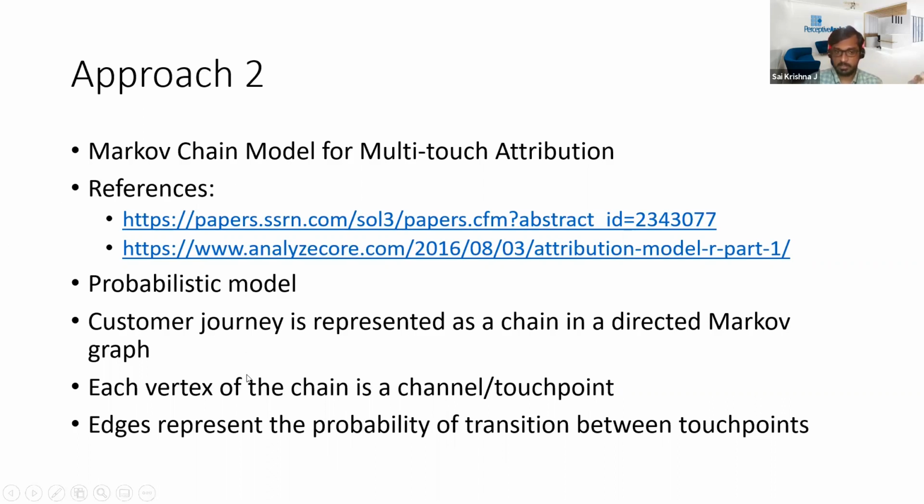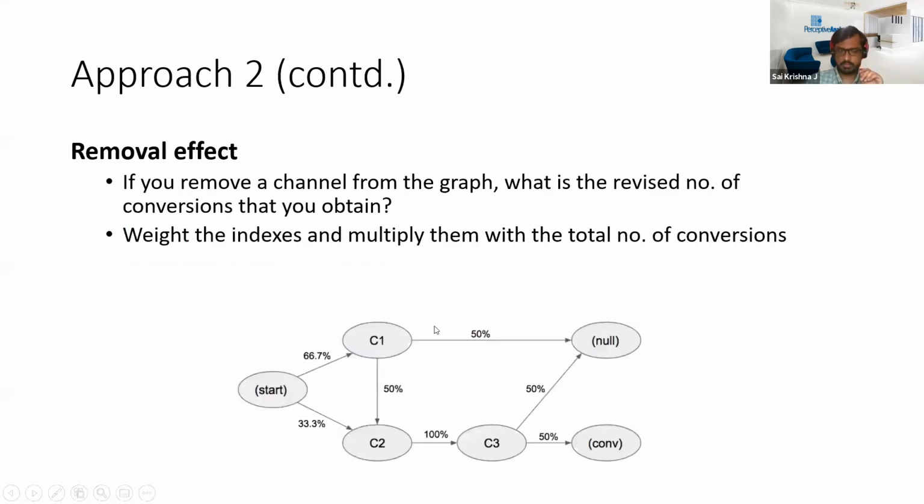So like this, each vertex of the chain is a channel or touch point. And the edges represent the probability of transition between the touch points. So just to give you a pictorial representation of the model. Let's say each of the C is a particular ad channel, right? So C1 might be Facebook, C2 might be Google, C3 might be an offline interaction or whatever.